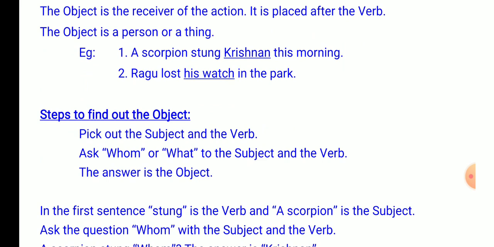Now look at the first sentence again. A scorpion stung Krishnan this morning. Here, stung is the verb and a scorpion is the subject. Ask the question whom with the subject and the verb. A scorpion stung whom? The answer is Krishnan. So, Krishnan is the object.